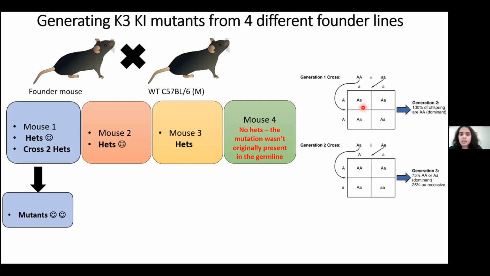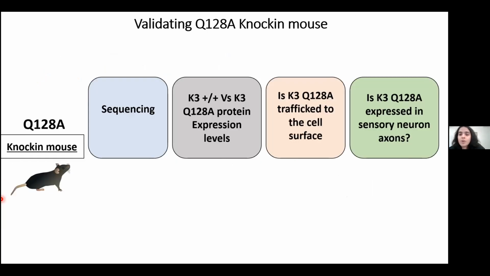Heterozygotes, such that you would expect one wild type when we crossed 2 of the heterozygotes from one of our founder lines. So, okay, so great. We generated a CRISPR-Cas knock-in mouse. The next step was to validate this mouse.